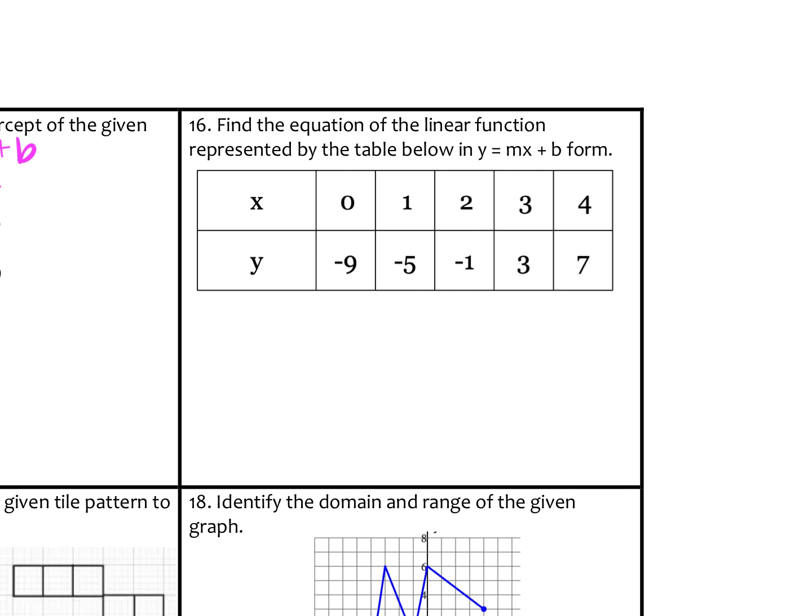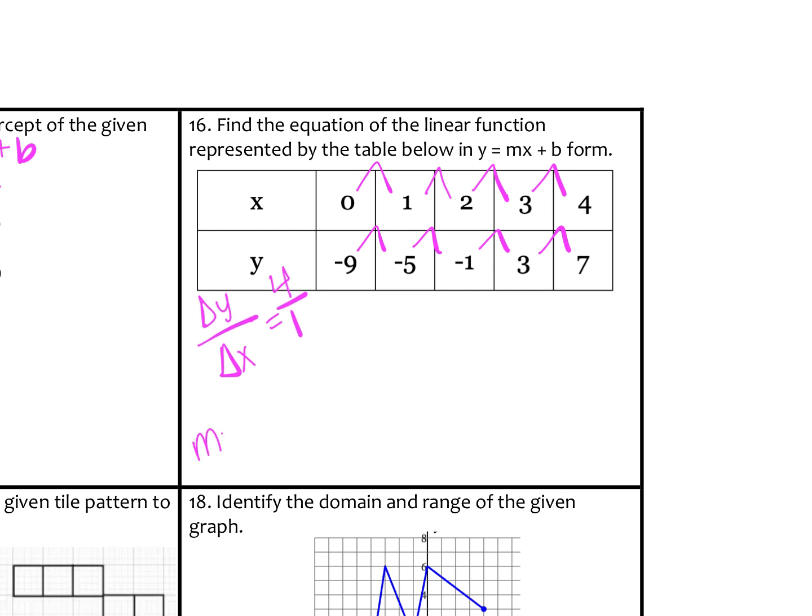Find the equation of the linear function. So we want to go figure out our delta x. So delta x looks like we're adding 1 on each of those. Our delta y looks like I'm adding 4 on each of those.